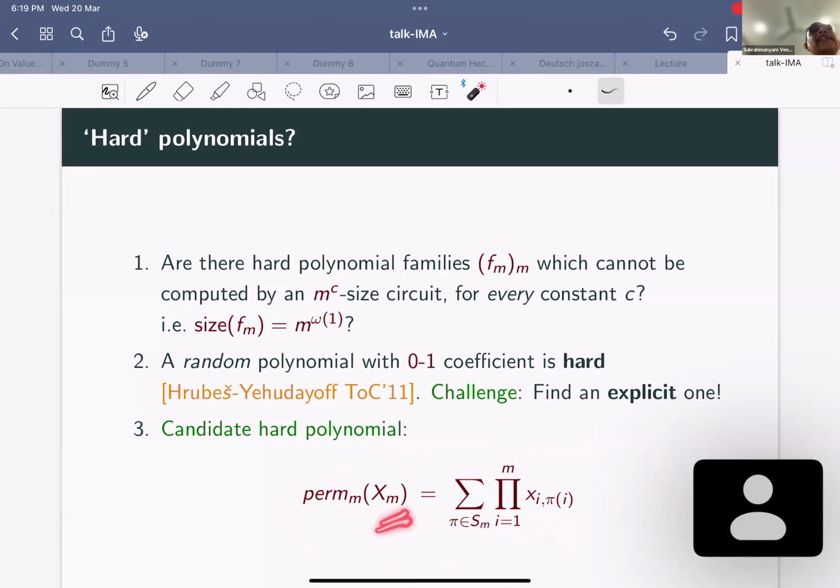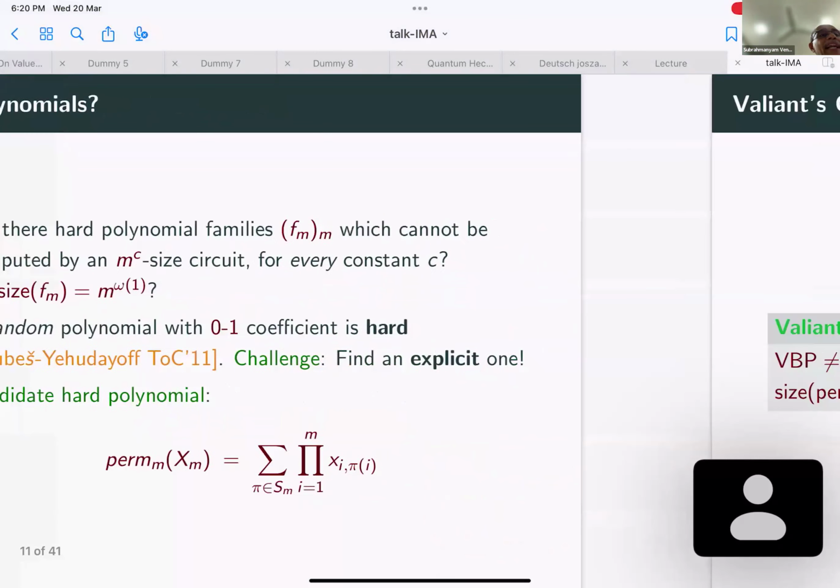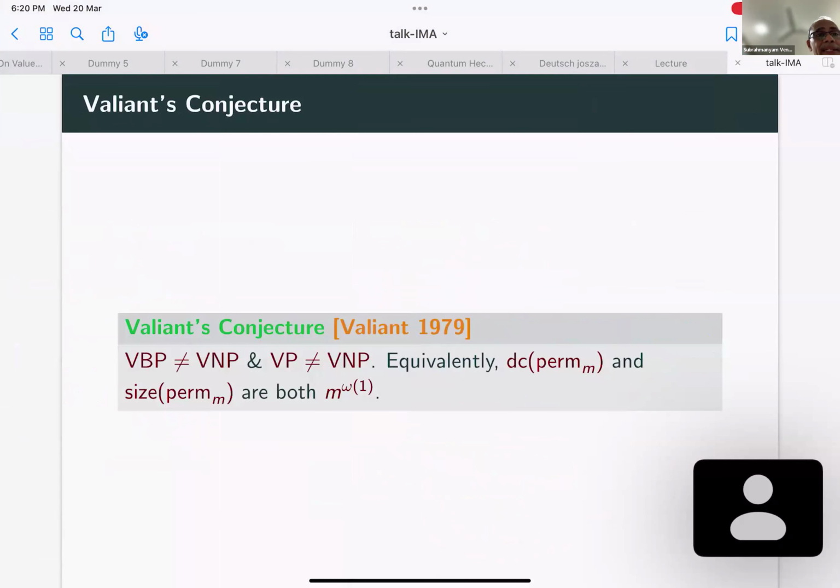And of course, I can define this for every positive integer m. So this gives me a family of polynomials, which I will call per m, one for every m. And we believe that these polynomials cannot have small size determinants which compute them. So is the goal clear? Can you show that the permanent cannot be computed by small size determinants? That is really Valiant's conjecture, that the determinantal complexity of the permanent function is exponential in n.